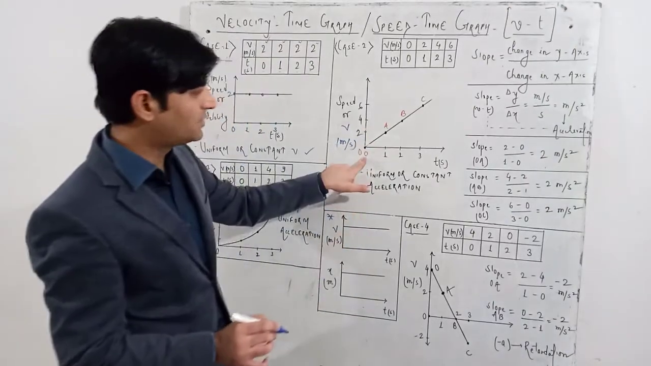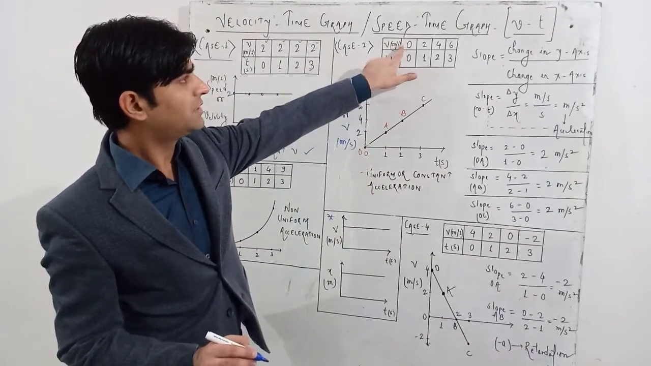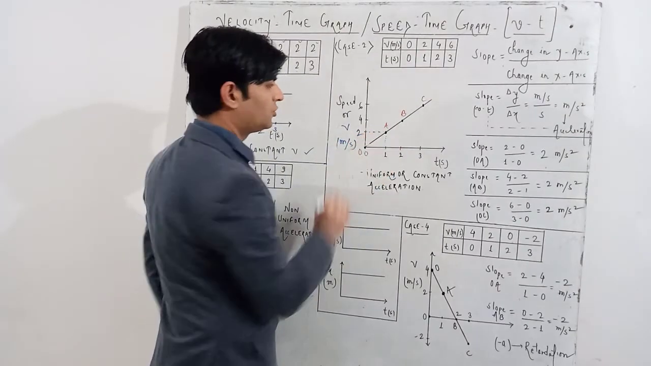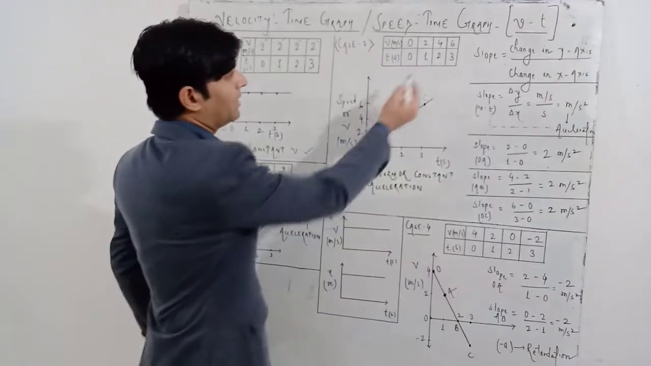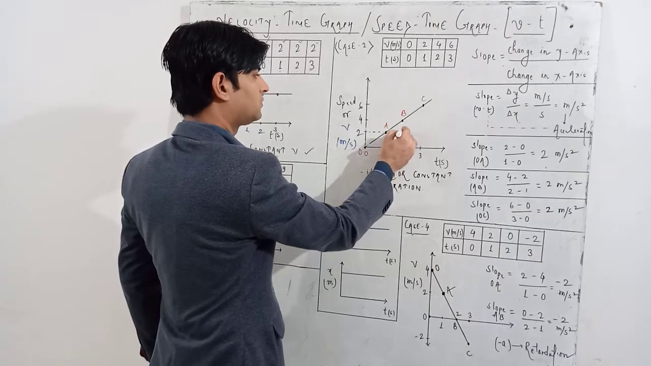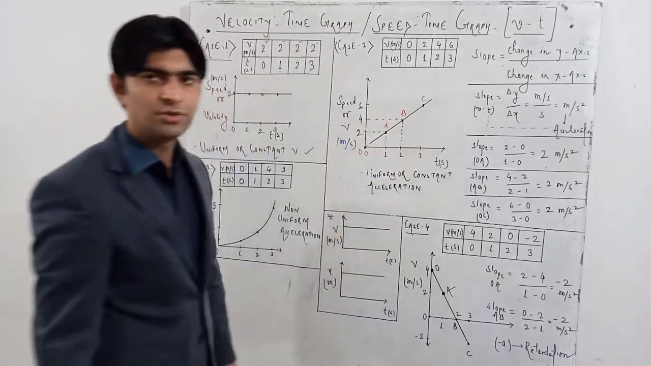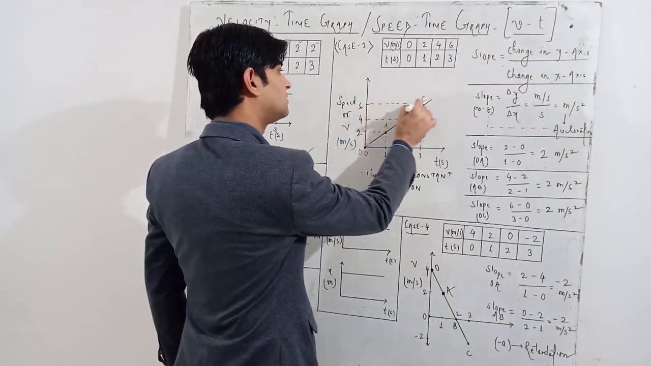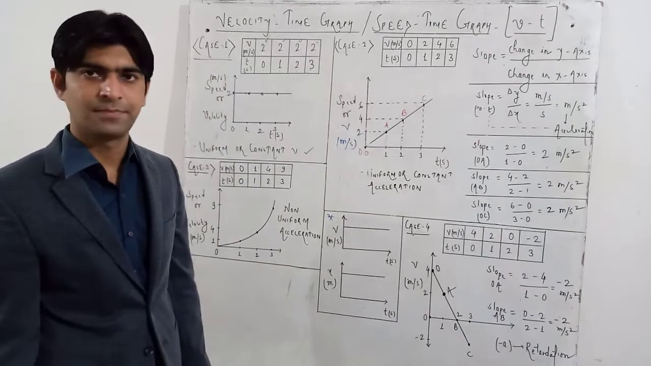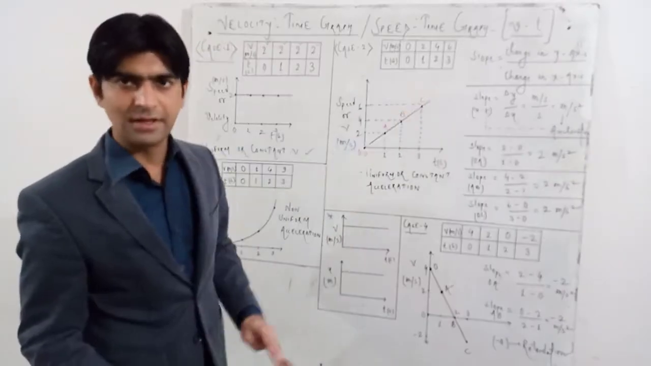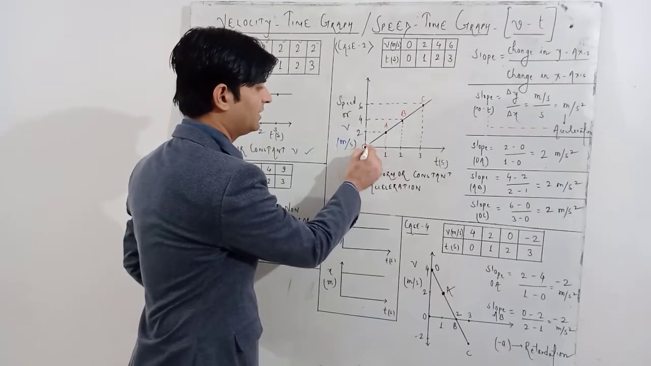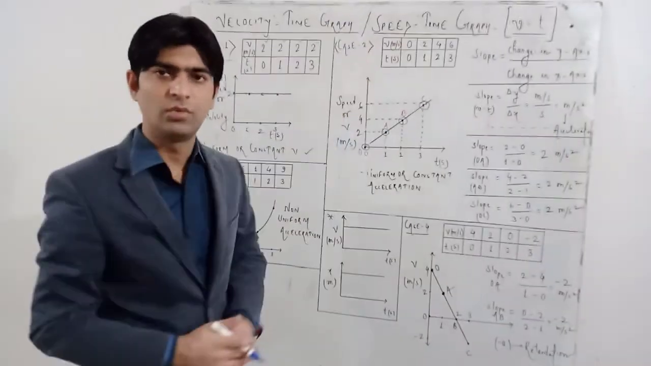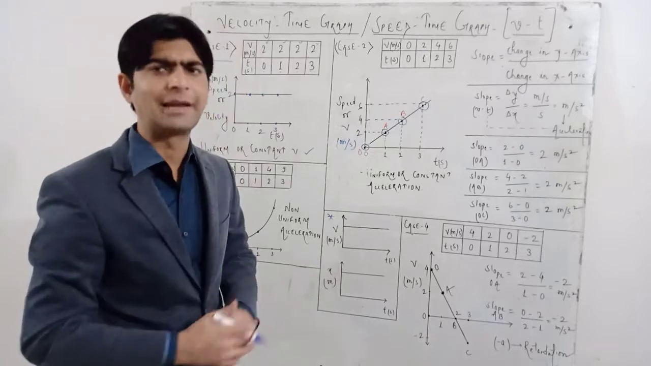If you see here, at 0 second the velocity is 0, at 1 second the velocity is 2. At 1 second the velocity is 2, so I have marked this point A. At 2 seconds the velocity is 4. At 3 seconds the velocity is 6. So when you plot these points graphically, you will get these points. And you have to then join them with the help of a scale or a ruler, and you will get a straight line.